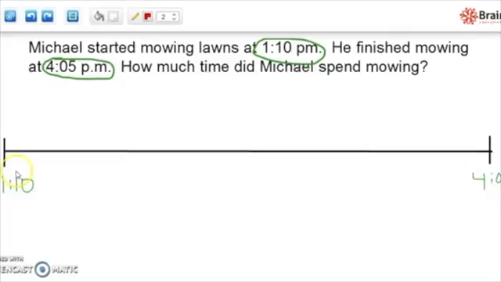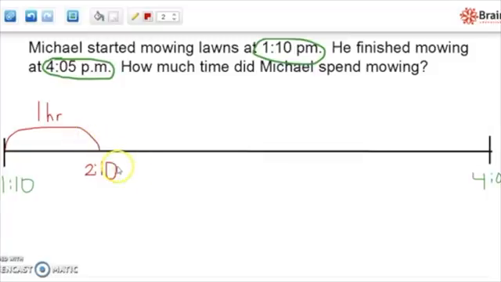And the simplest way to solve this problem is going to be to make jumps in increments beginning with 1 hour. So if I make a jump of 1 hour from 1:10, it will take me to 2:10 p.m. Notice that my hours are changing, but my minutes are staying the same. It's also always good to put your intervals at the top because it makes it easier to solve the problem later on.